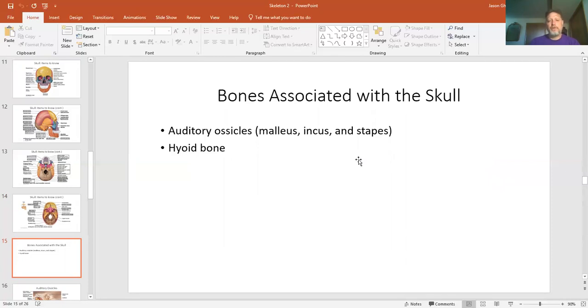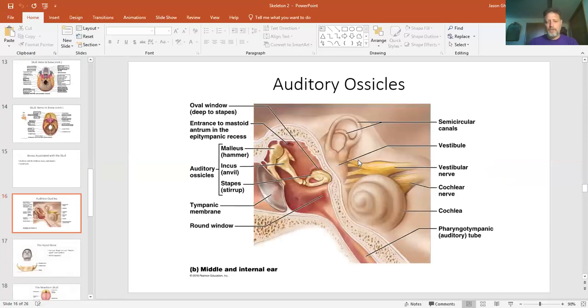Bones associated with the skull. You have your auditory bones, the ossicles: the malleus, incus, and stapes. Then you have the hyoid bone, which is right here in the neck. There again is a picture of it. There's the malleus, the incus, and the stapes. It transmits vibrations from the eardrum over to the internal ear, so we can understand sound.